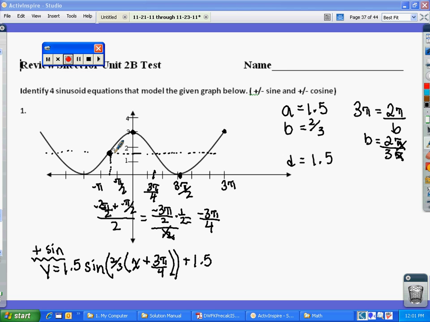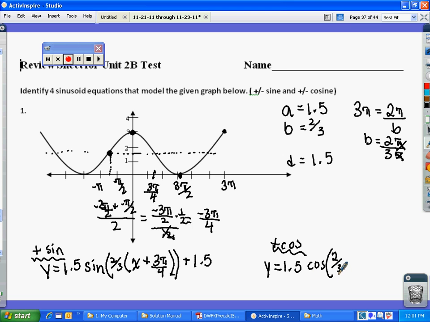Alright, so the next one, if you just move along the curve up to the top here, this is going to be a positive cosine graph. So let's go now to the positive cosine equation. Again, a, b, and d are all the same, and there is no phase shift here. So this equation is going to be a little easier. y equals 1.5 cosine, and it's just going to be 2/3 x, because there's no phase shift, and then plus 1.5.